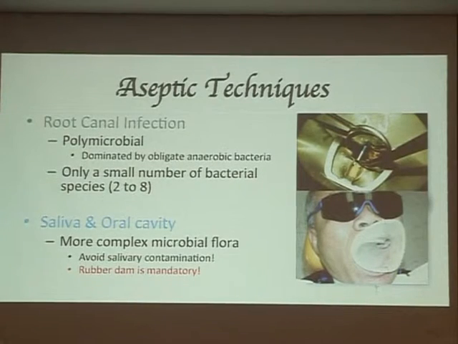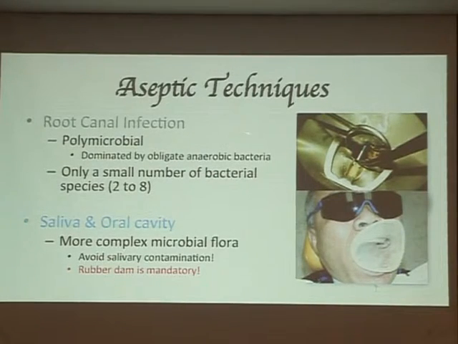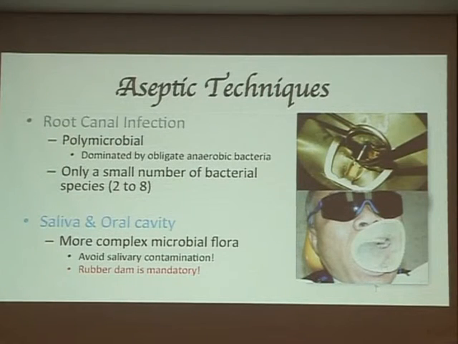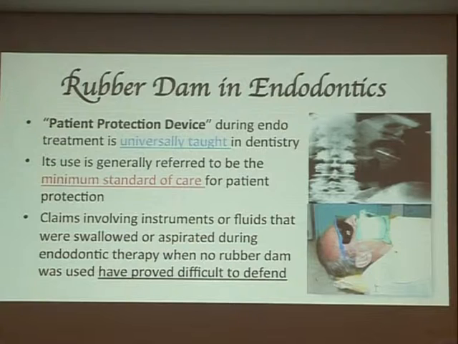Why? Root canal infection is, in fact, very simple. The bacterial species are only about 2 to 8. But your saliva and your oral cavity have more bacteria. If your saliva goes into the root canals, it may complicate the success. Also, without rubber dam, sometimes with troubles, a file is inhaled or ingested. Then you end up with no defense. So you need to have the rubber dam for the patient.